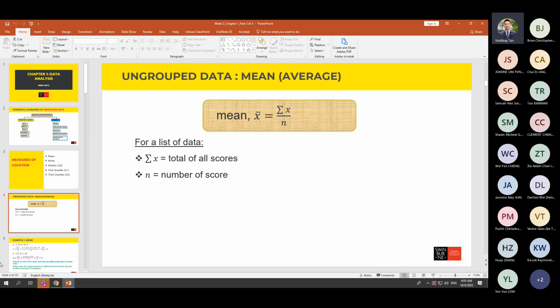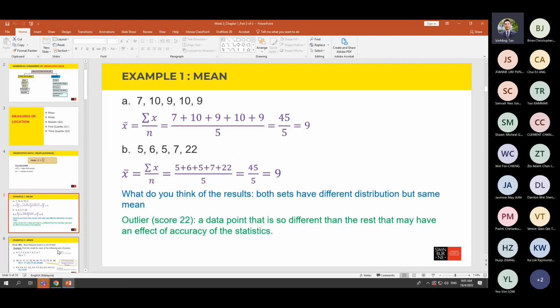Let us try to apply this formula to one example. Let's say example 1A. Assume that now we have a few data given. We have 5 data given, which are 7, 10, 9, 10, 9. Altogether 5 data. If you are asked to calculate the mean value, you can apply the formula that we already studied this morning, total X divided by N. The numerator, total X, refers to 7 plus 10 plus 9 plus 10 plus 9. And the denominator is the total number of data available in this question. Altogether we have 5 data, so replace it with 5 here.